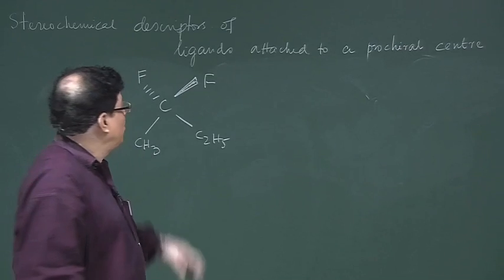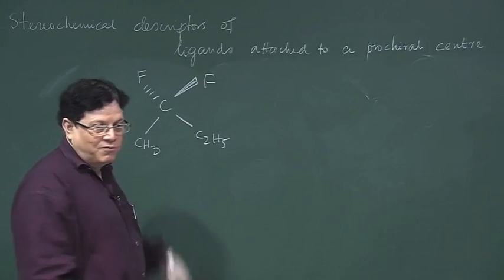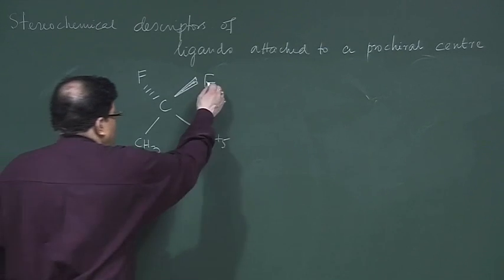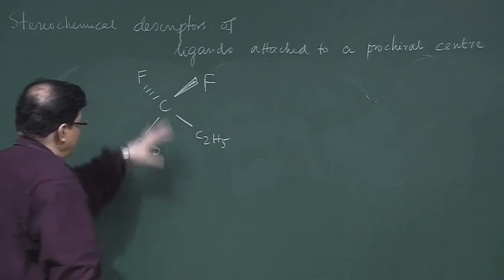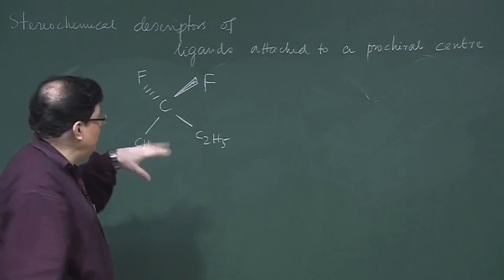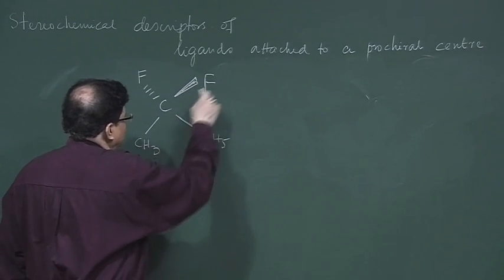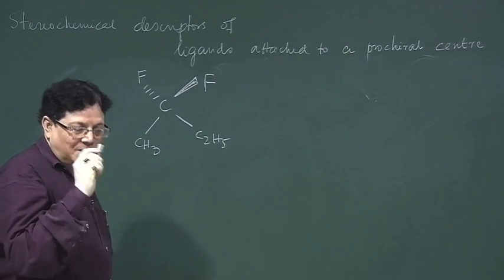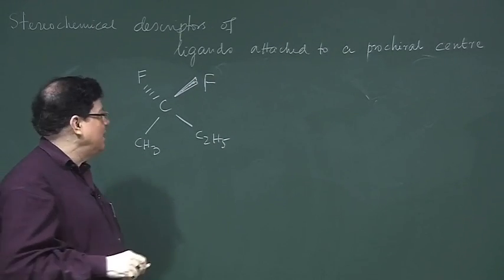See, if I want to know which one is the pro-R fluorine and which one is the pro-S fluorine, what do we have to do? We have to again assign priority, but remember, the one which we are considering first amongst these enantiotopic groups will be given higher priority over the other.